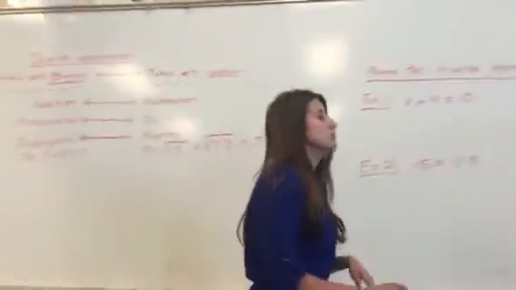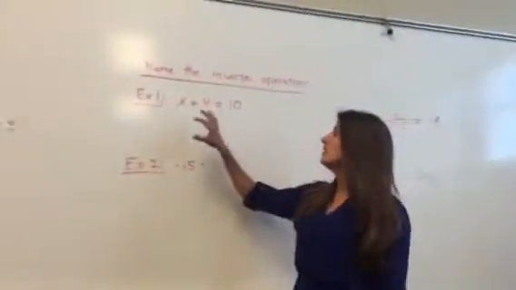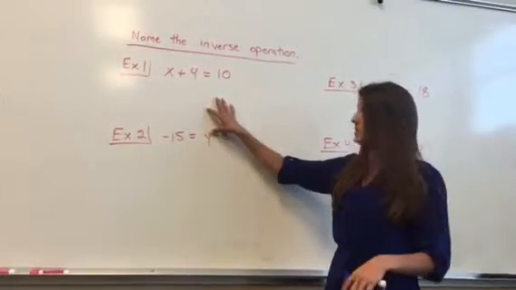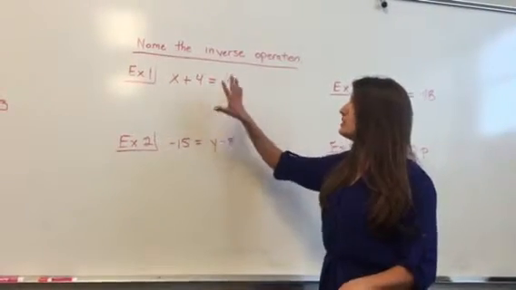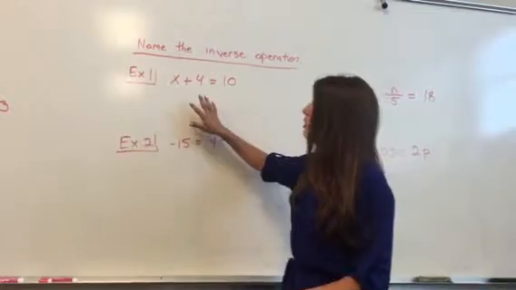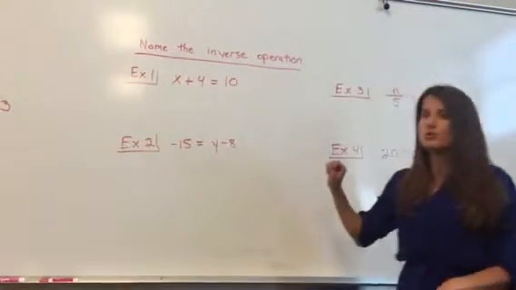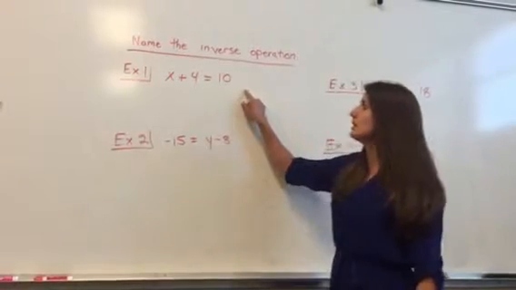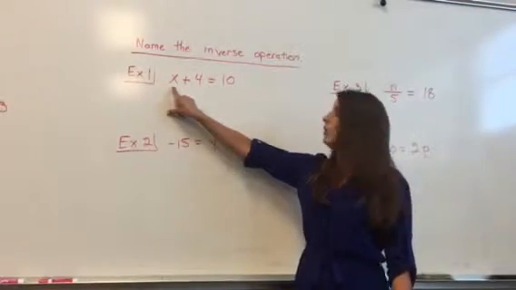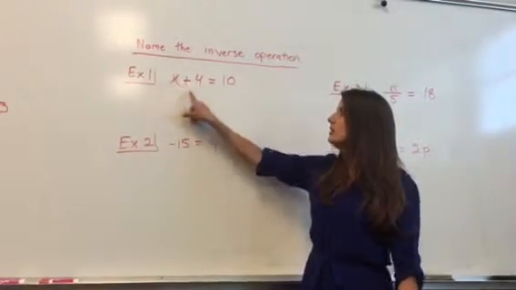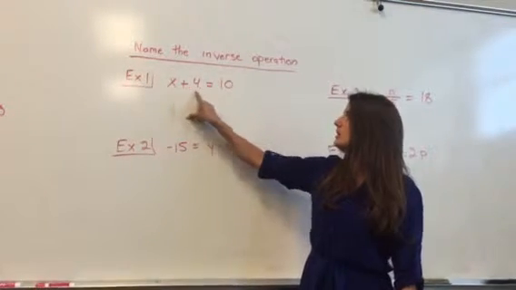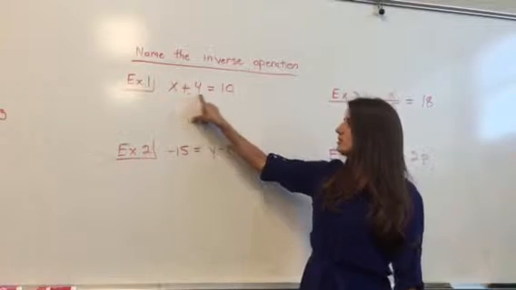So what we want to do is, if you're given an equation, you want to be able to name the inverse operation. So the first thing you got to figure out is, what is the current operation? So find your variable, and remember your variable is your letter. So in the first example, your letter is your x. So on the same side of the equal sign, you need to figure out what the current operation is. So the current operation would be addition, so x plus 4.